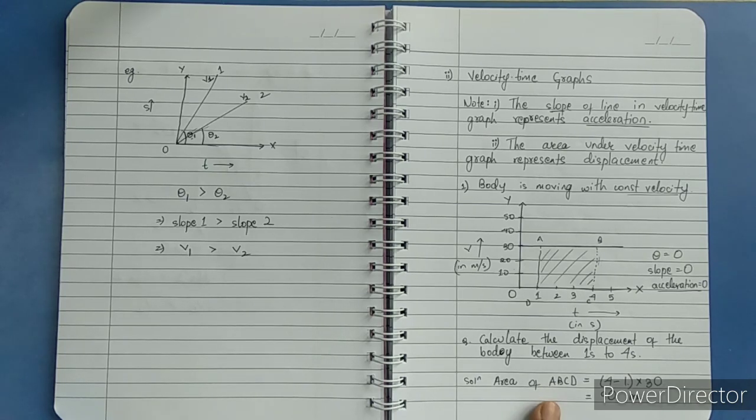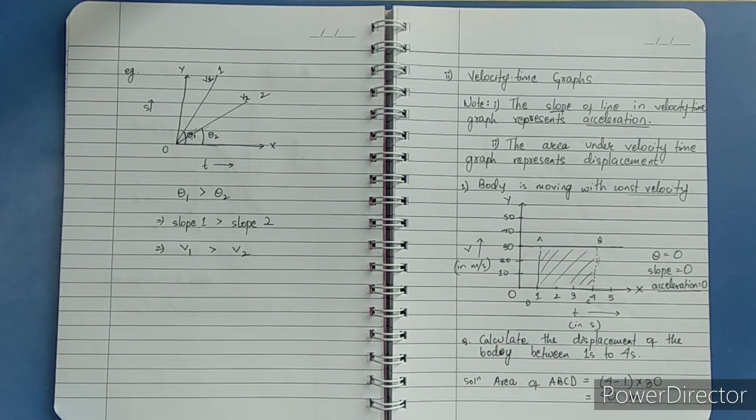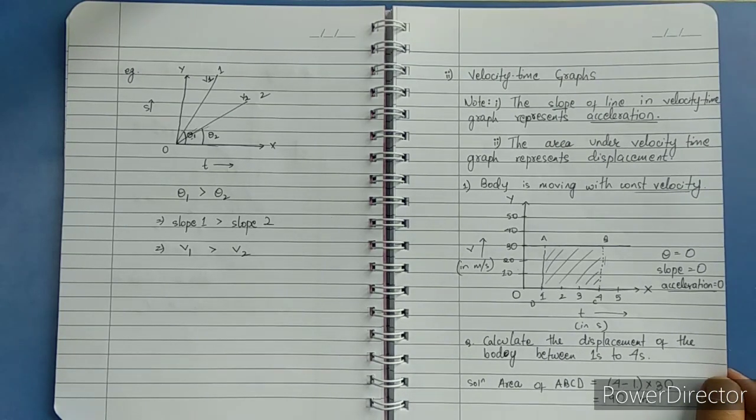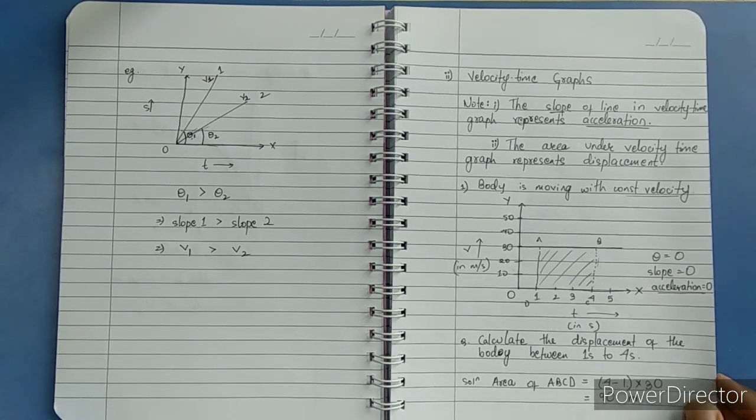So this is the type of question that you may get over here. You will not always get such a simple graph. You might get different types of graphs for which you might need to find the area of a triangle or the area of a square, different figures. So this is the first case where the body is moving with constant velocity.